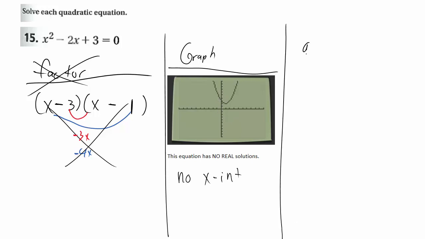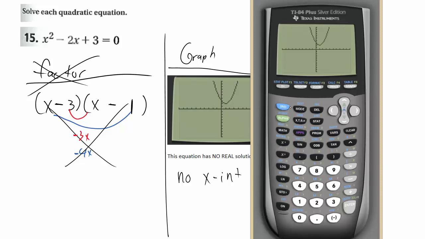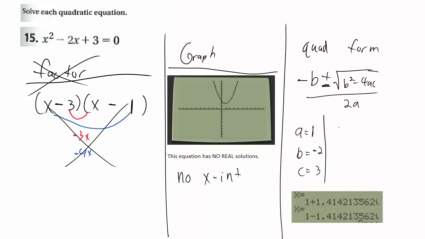So the only way to actually get your solutions, since they are imaginary, is to use the quadratic formula. You'll notice that the discriminant, the part underneath the radical, is going to be negative, so all your solutions are going to be imaginary. I can run that into the quadratic formula, and I get 1 plus 1.41i and 1 minus 1.41i. If you happen to know that 1.41 and some change is the square root of 2, you can just write that.